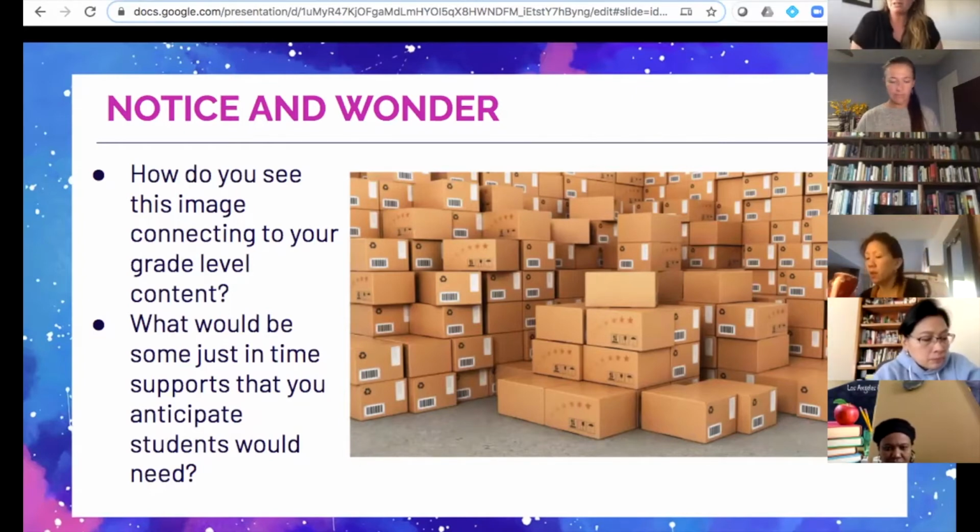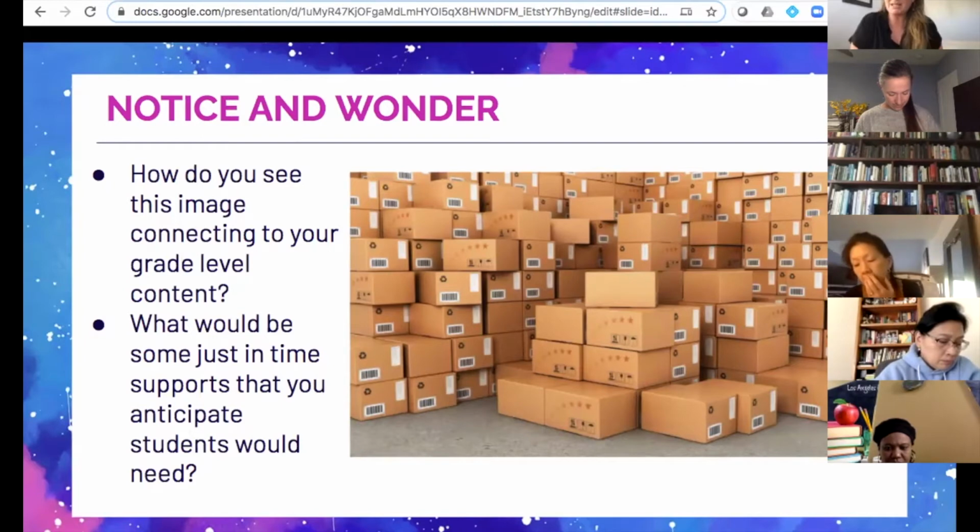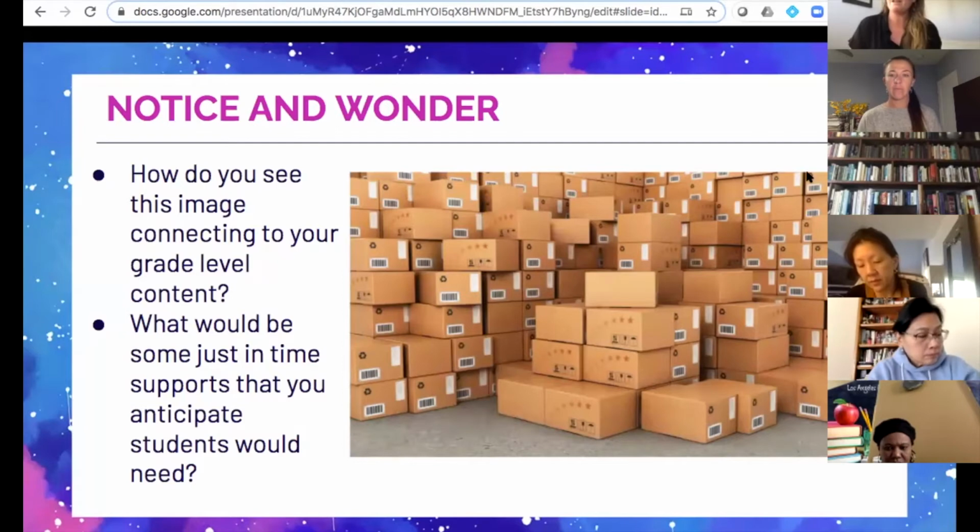Like, okay, we're going to start talking about volume in this next unit. Do students remember how to find volume? What is volume? You might need to have that kind of support ready and anticipate that students might need that just in time. Perhaps it's around multiplication, anything like that that you might have in the back of your mind to support this conversation about volume that this warm-up might lead into.